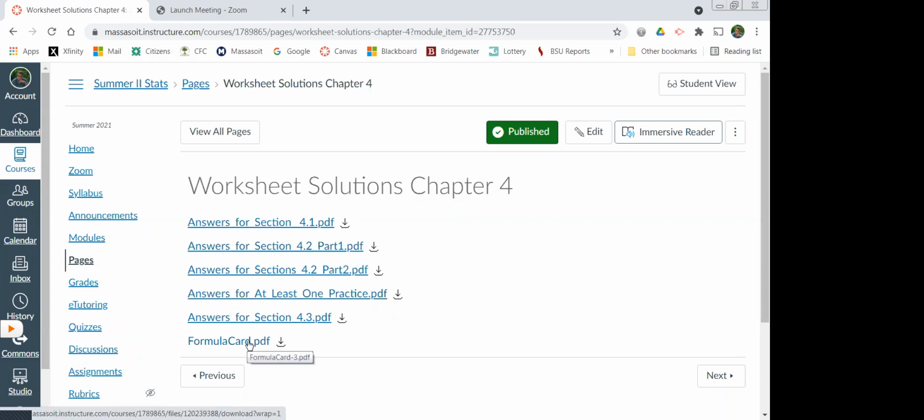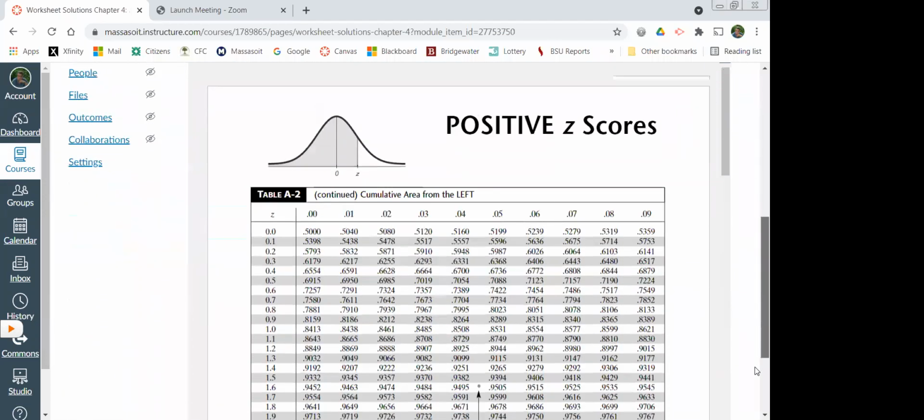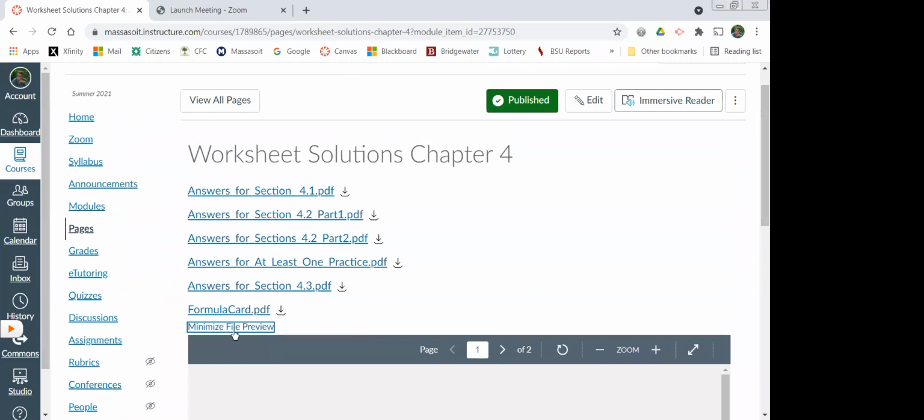You have this formula card here. You don't need that right now. And I don't know. You know what I am going to do, though? And I take that back. Let me just show you this formula card. No, you don't need that. What you will do, I'll get rid of that.